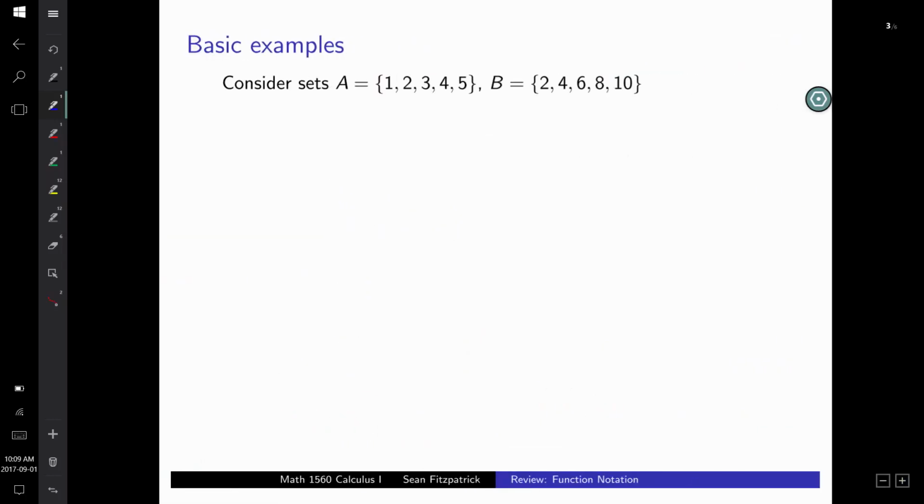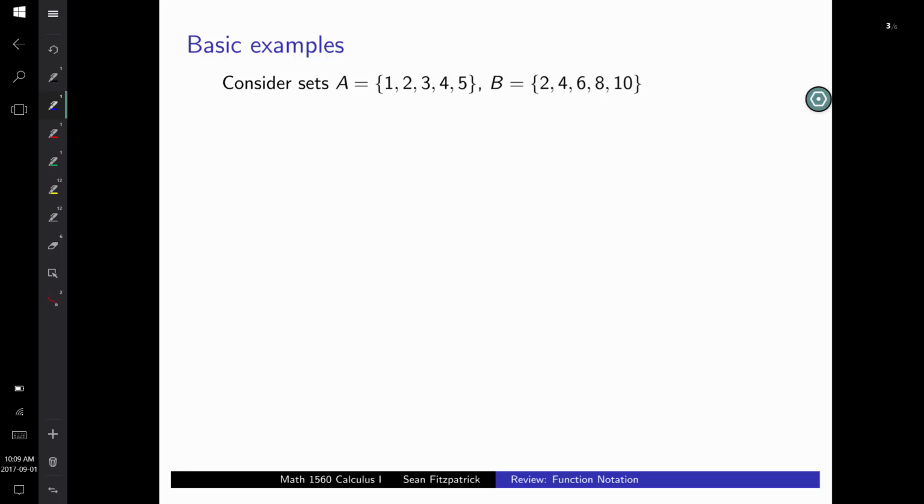So basic examples: if I have these two sets A and B, there's lots of ways I could define functions here. Here I've got finite sets, and even with finite sets, there are still many options for this function. In fact, for each one of these 5 values, I can choose any one of the values in the other set and assign it. So there's 5 times 5 times 5 times 5 times 5 possibilities for how many different functions I could write down.